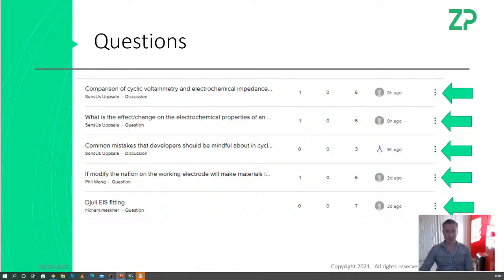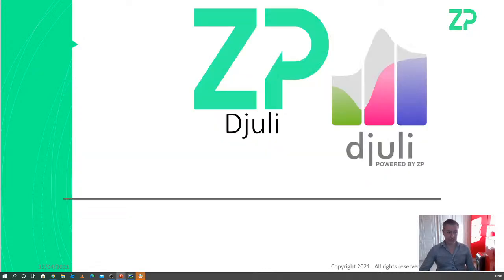We're going to try and go through this and answer a lot of these questions this week. The next slide is just to say we did have an inquiry about Djuli, and I said that EIS, impedance spectroscopy, was coming to Djuli.